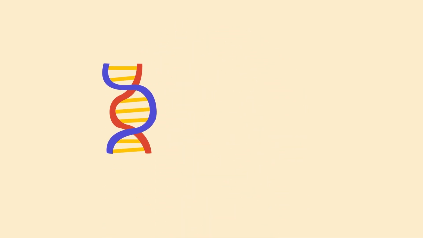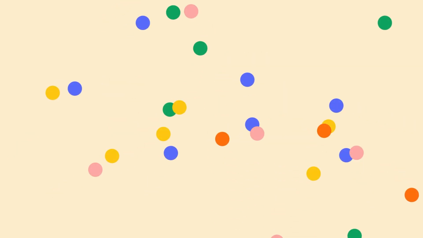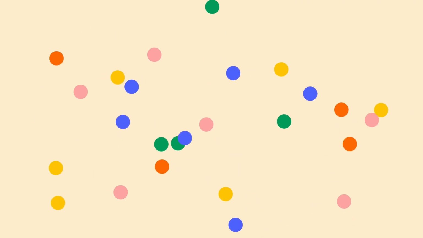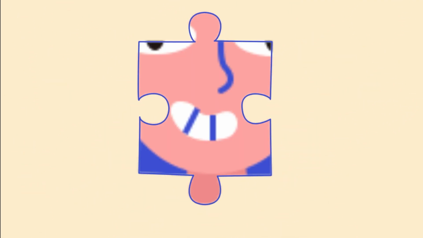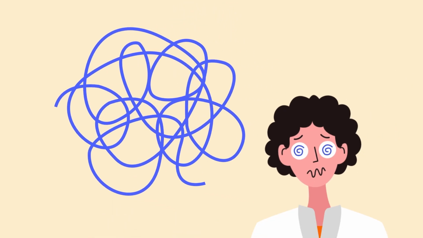Similarly, systems biology doesn't study a single gene or protein in isolation. Instead, it examines how many biological components interact and influence each other, giving us a more complete picture of how living systems function. Keeping track of all these complex interactions can be quite difficult.